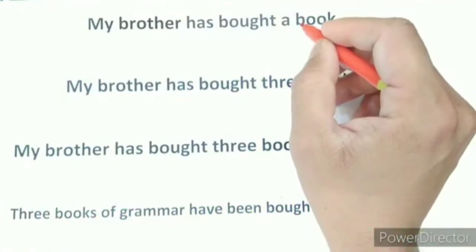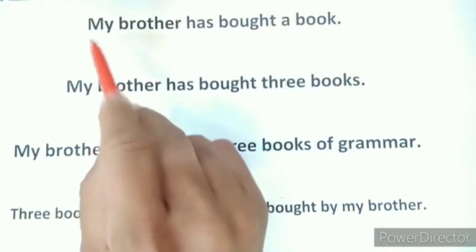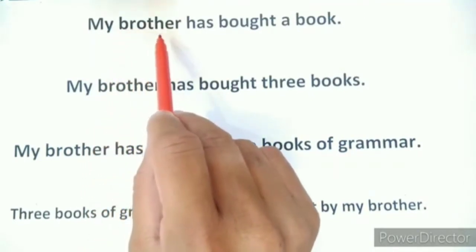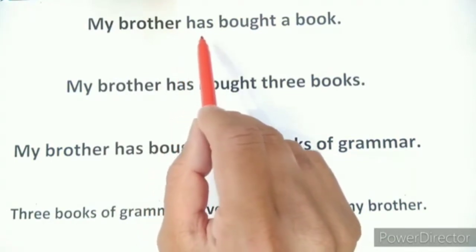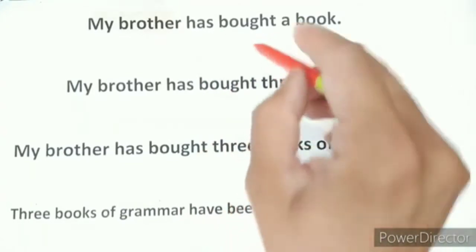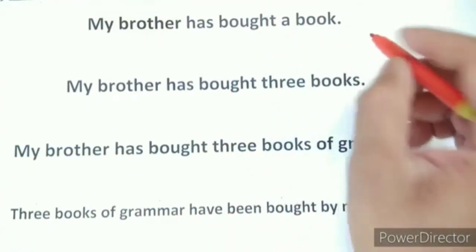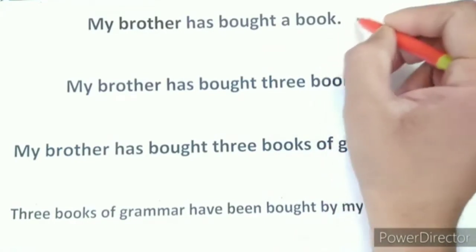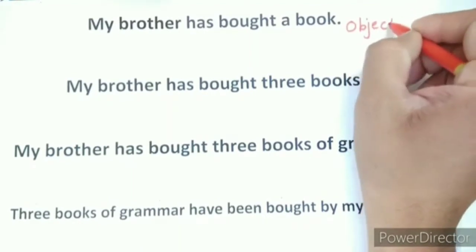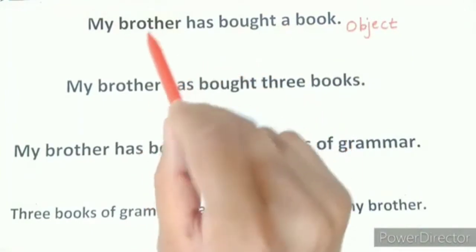In the previous session, we discussed how to identify the subject from the given active voice. We also discussed how to convert pronouns from their nominative case into their objective case in the passive voice. Today we are going to discuss how to identify the object from the given active sentence. Students, let us look at the first sentence carefully.